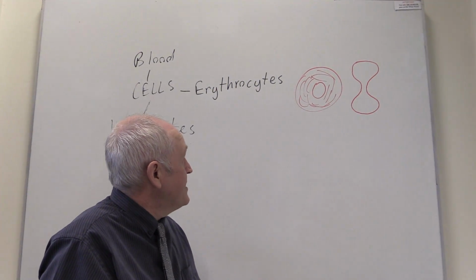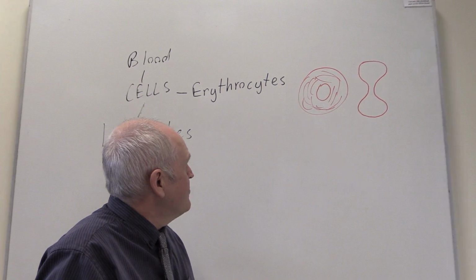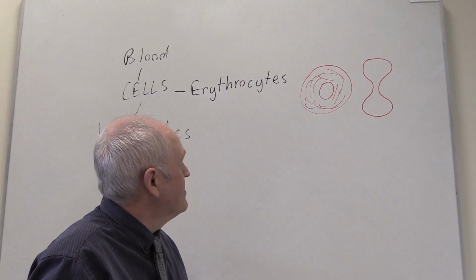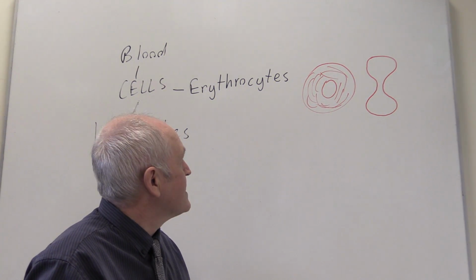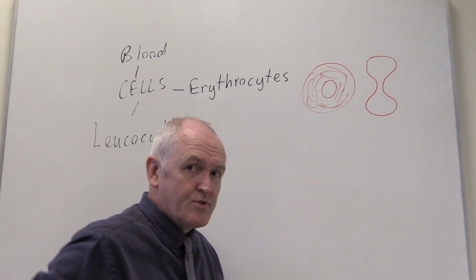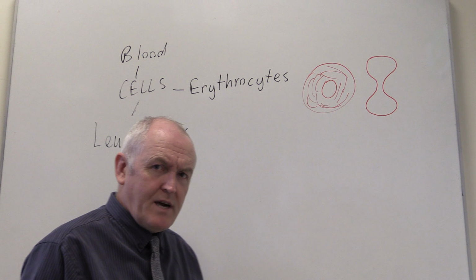They're broken down, and the hemoglobin is recycled in the form of bilirubin to form bile. So it's not wasted, it's used as bile. The protein components are reabsorbed. So the red cells are being produced all the time in the red bone marrow.